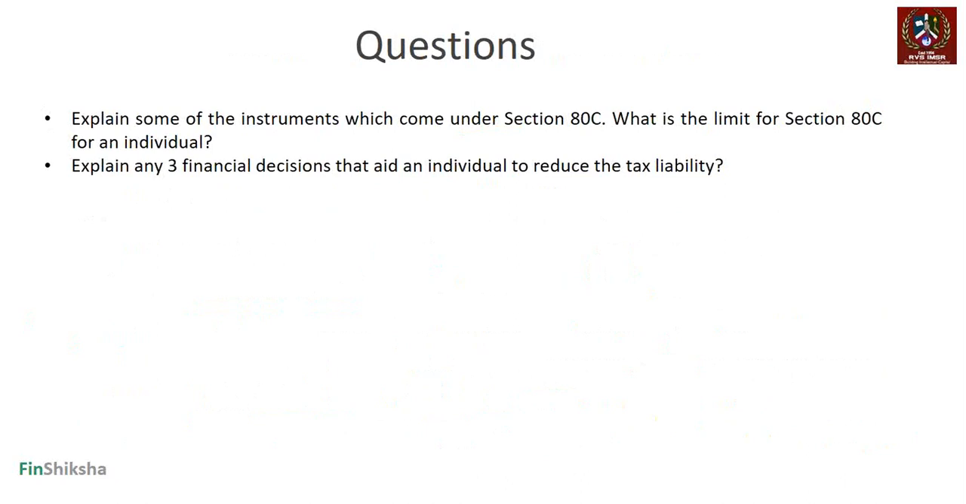A couple of questions to end this. Explain some of the instruments which come under ATC. What is the limit for section ATC for any individual? Explain any 3 financial decisions that aid an individual to reduce the tax liability. Hint here, this is on the tax saving section that we had just discussed.